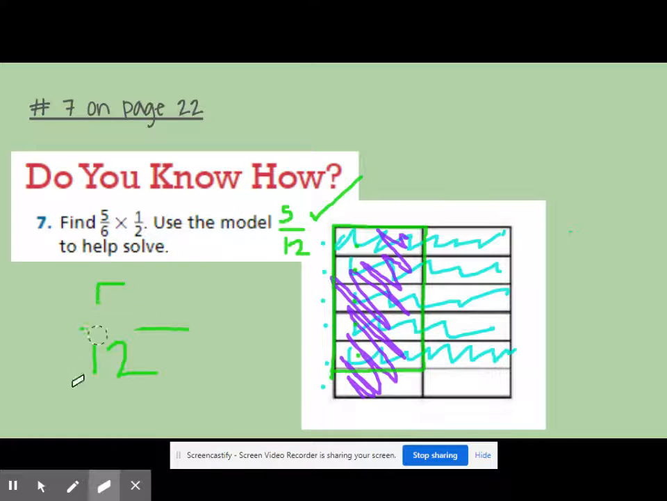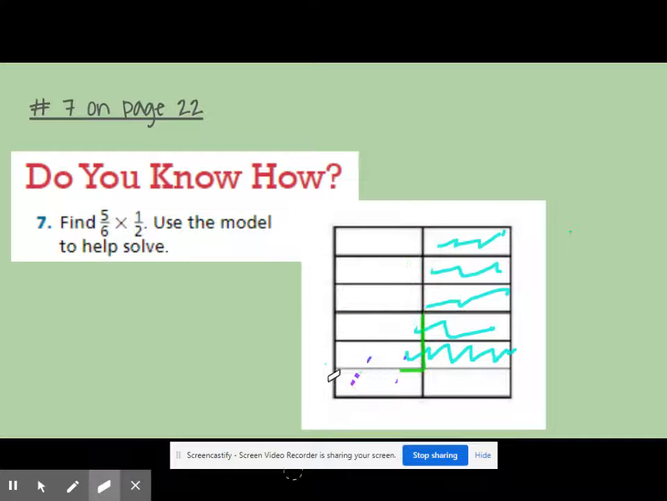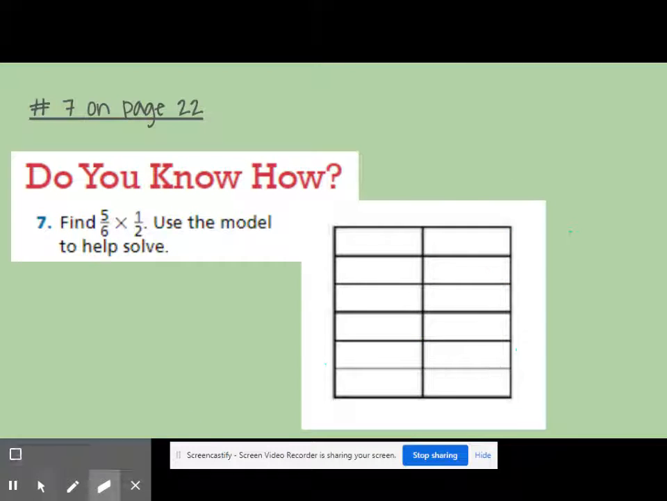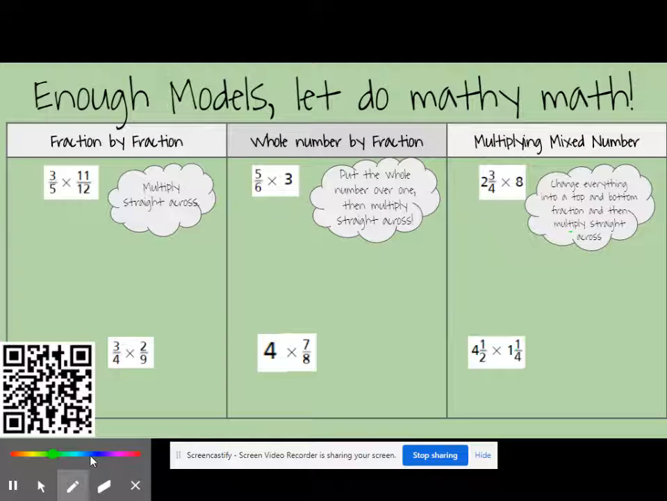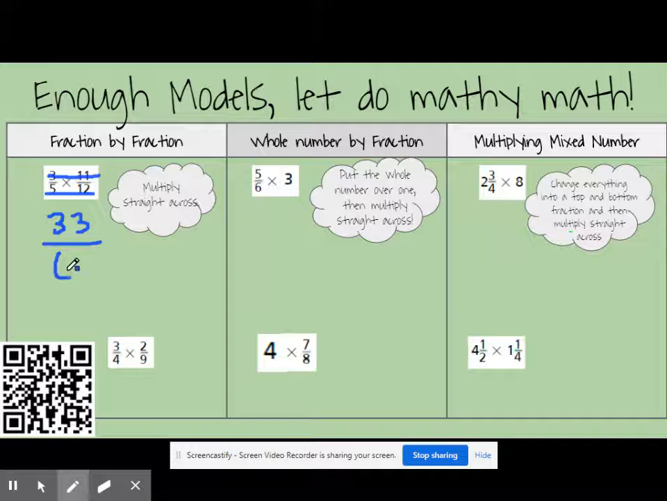So now we're going to practice multiplying fractions, different types of fractions, using simply the math rule. So let me erase this so we can continue. Okay. So there's 3 different columns because there's 3 different types of problems you might see. The first kind are the simplest, where you just have a simple fraction times a simple fraction. And the rule is in the cloud. It says multiply straight across. So 3 times 11 is 33. 5 times 12 is 60.